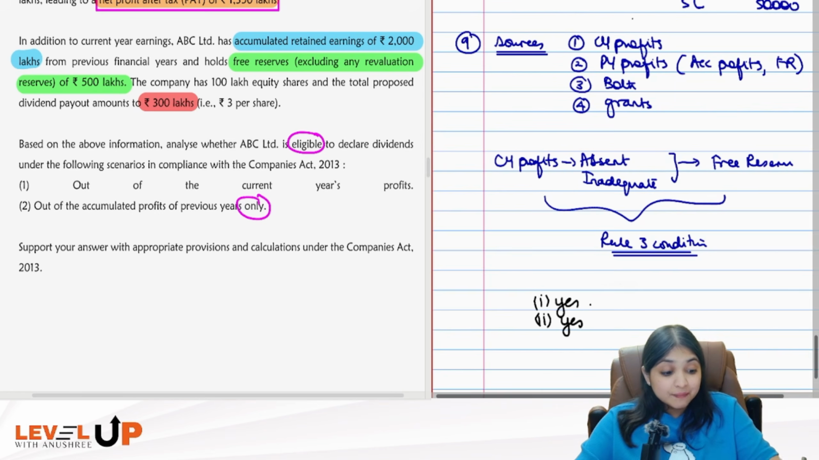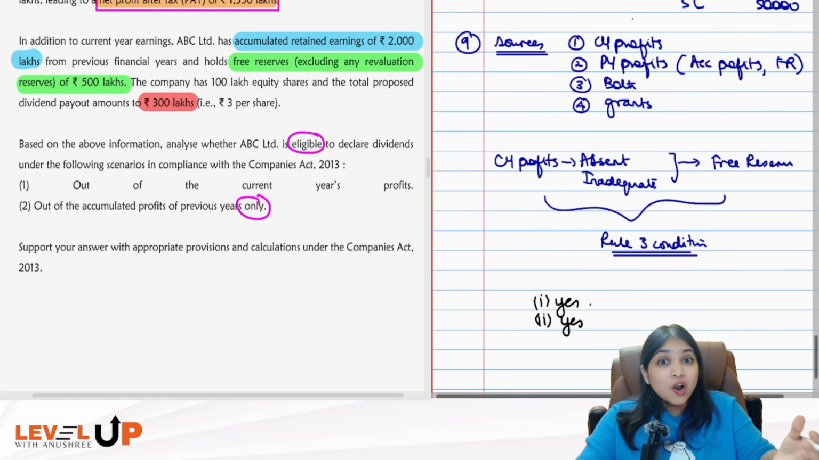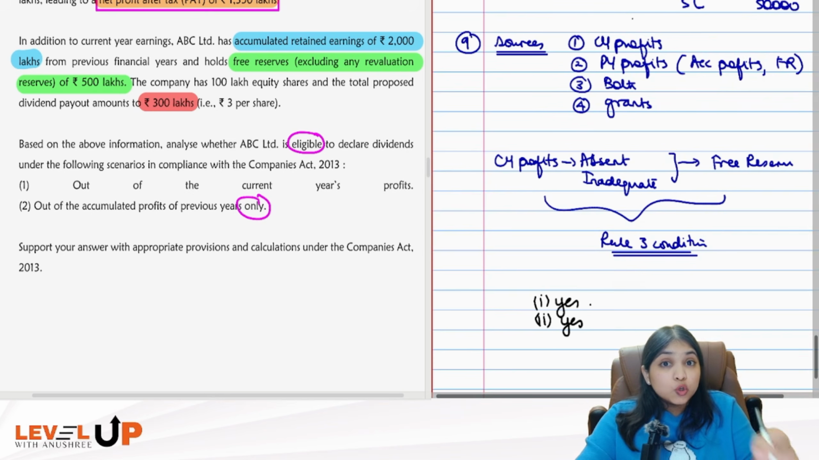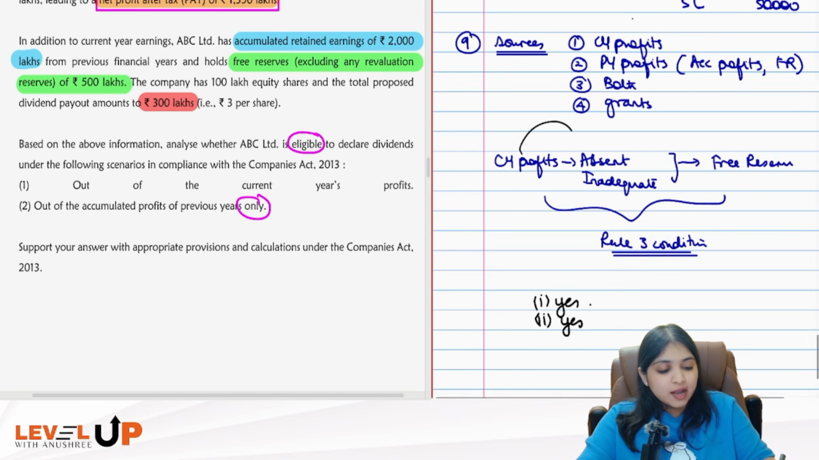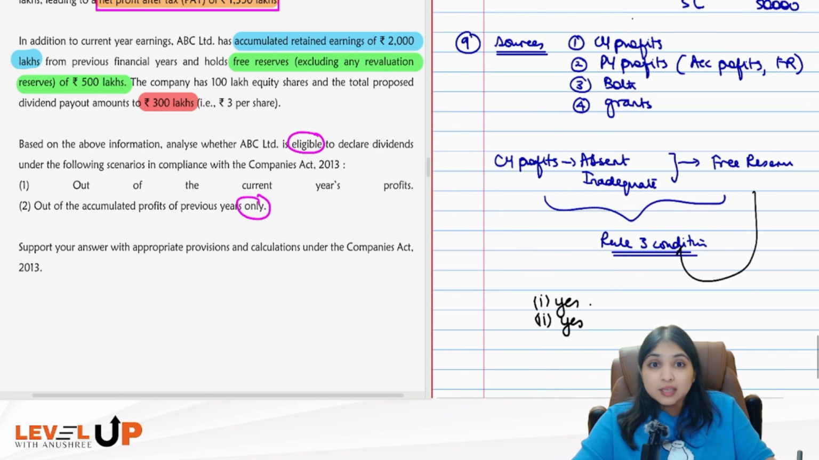Ma'am, how come? Because we have 4 sources. The company can take money out of any of these 4 sources. One of these sources is accumulated profits. So the company can take money from here also. The only catch is, will these Rule 3 conditions apply? Rule 3 conditions will apply only if the current year profits are absent or inadequate. And because of that, when we take money from free reserves, then only Rule 3 conditions will apply.